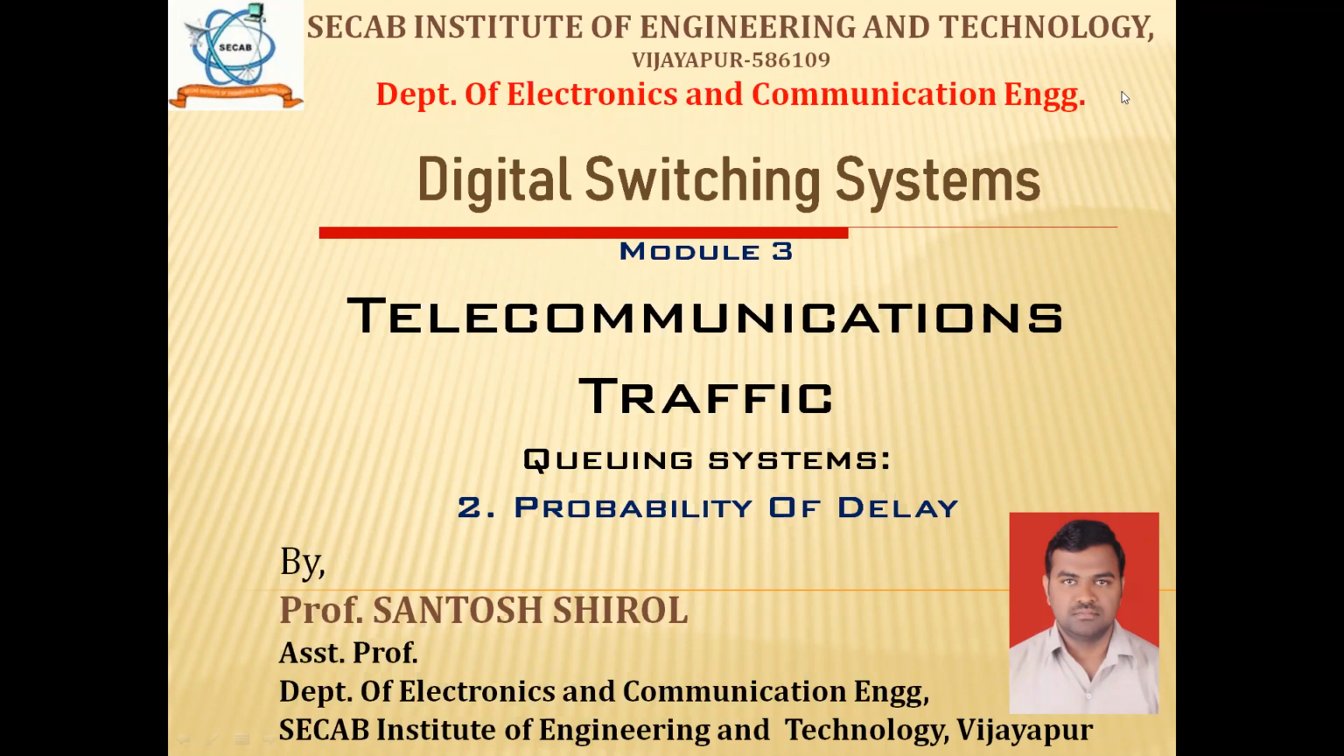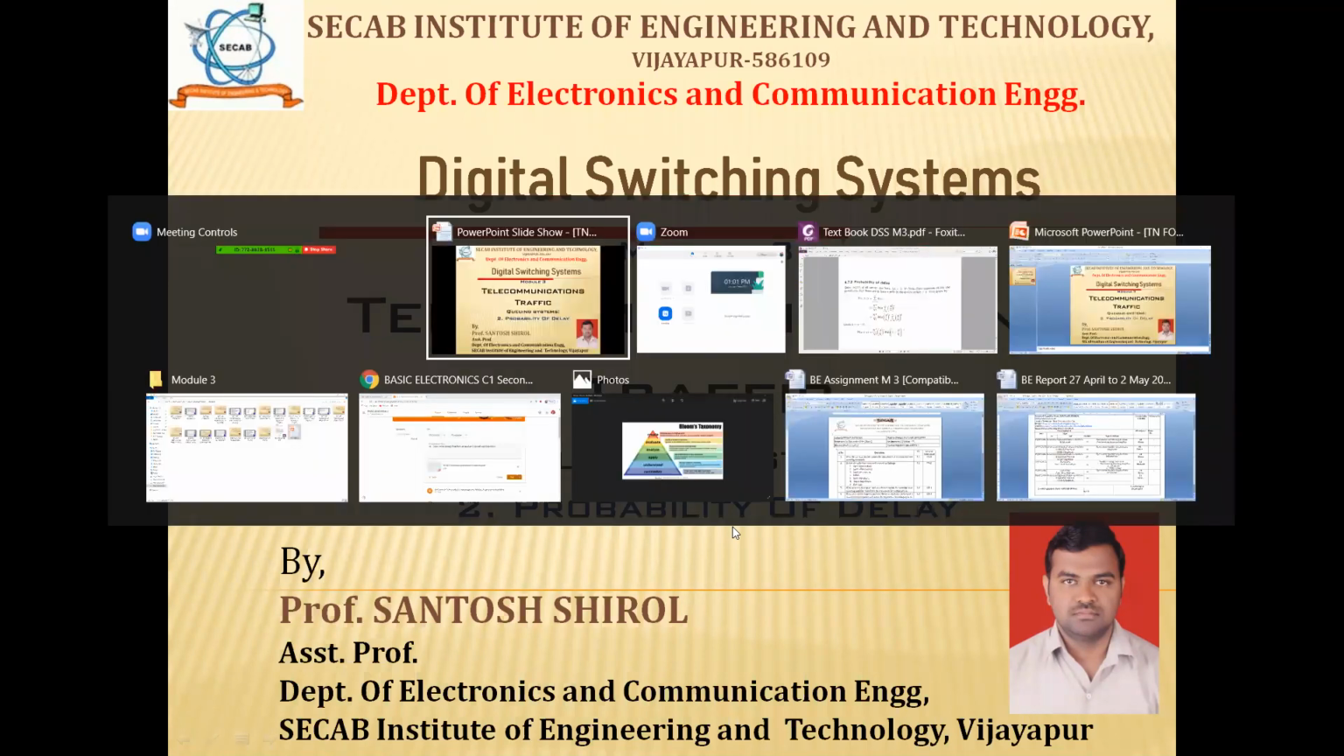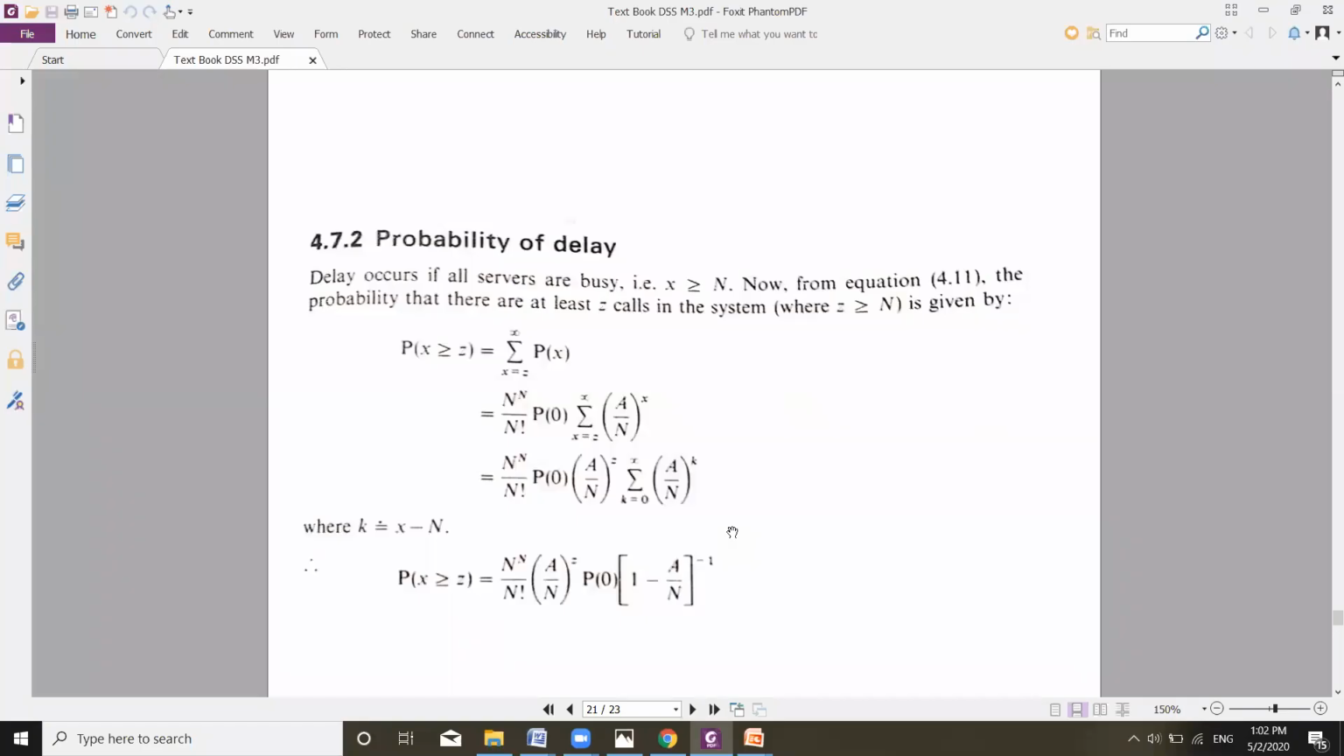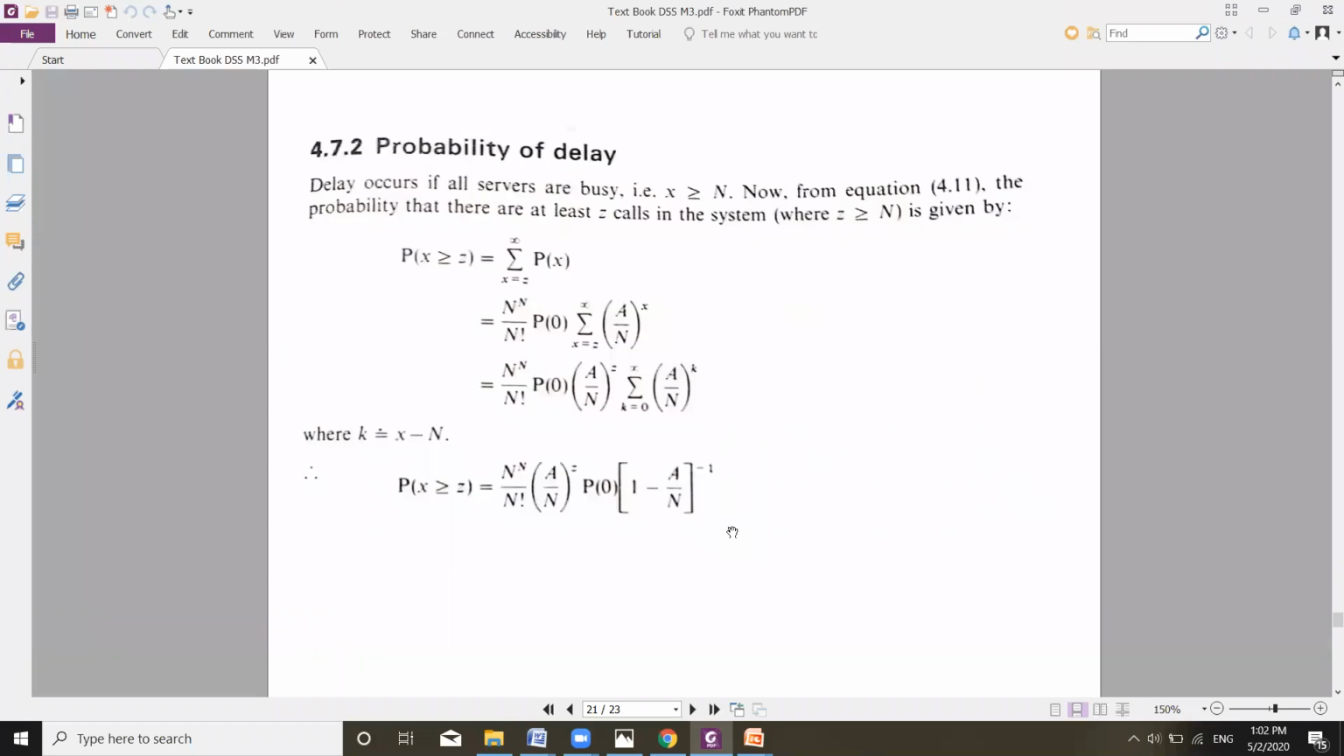So this is a video lecture on digital switching system. In this video lecture series, we are discussing module number 3, that is telecommunication traffic. So we are discussing the queuing systems, and in that the sub part that we are going to discuss today is probability of delay that happens whenever the incoming lines, that is incoming calls, are more than the number of trunks, that is n. Okay, so the delay occurs if all the servers are busy, that is x is greater than n.